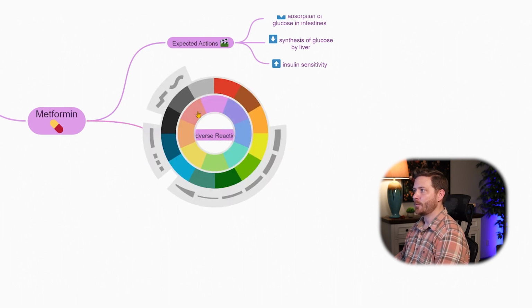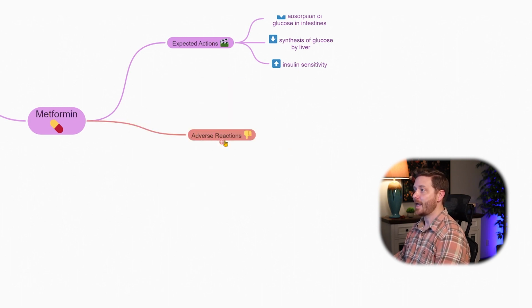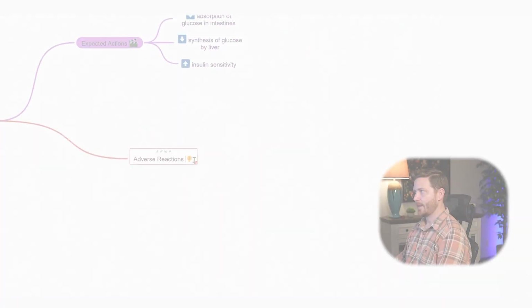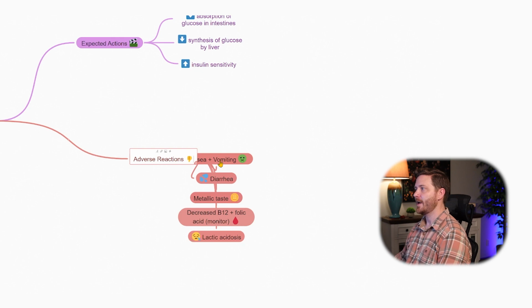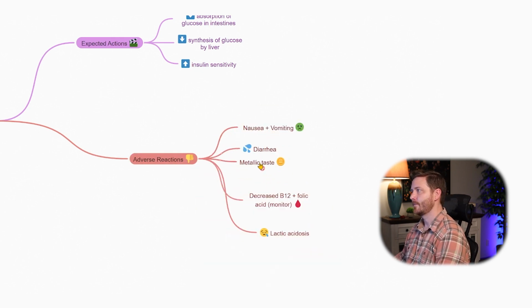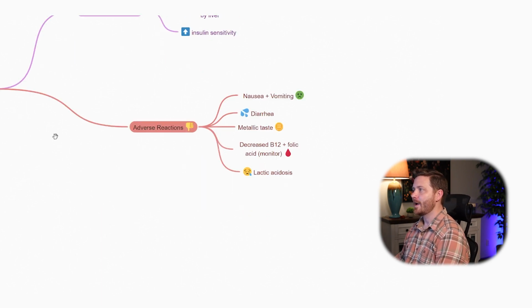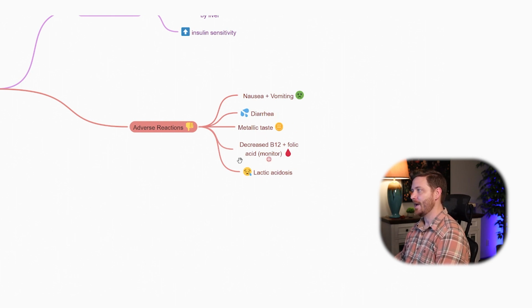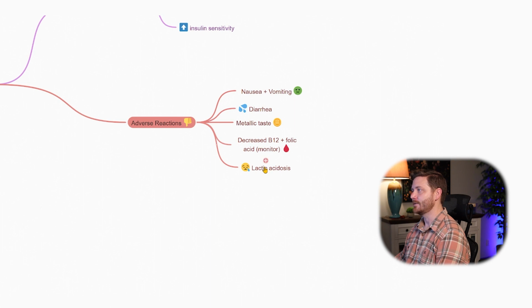Now let's add in our adverse reactions here. And let's put that in a red color because it is adverse. Well, let's just copy and paste in our adverse effects here. That's going to be our adverse reactions from the nausea and vomiting and diarrhea. Got that metallic taste, our decreased B12 and folic acid. Had to monitor that because that's a big component of red blood cells. And then lastly, that lactic acidosis.